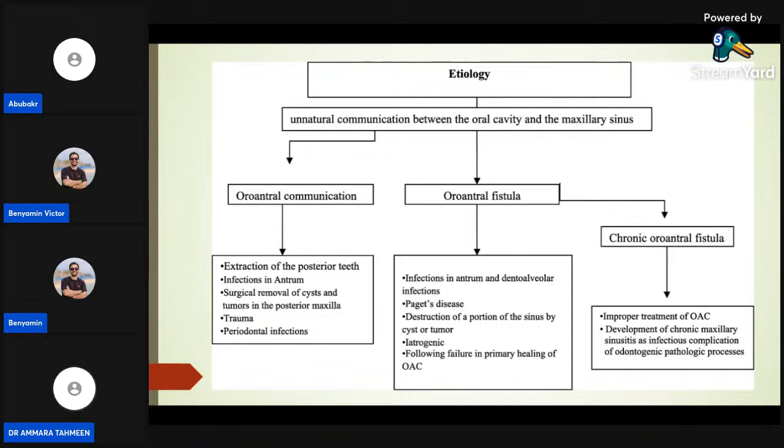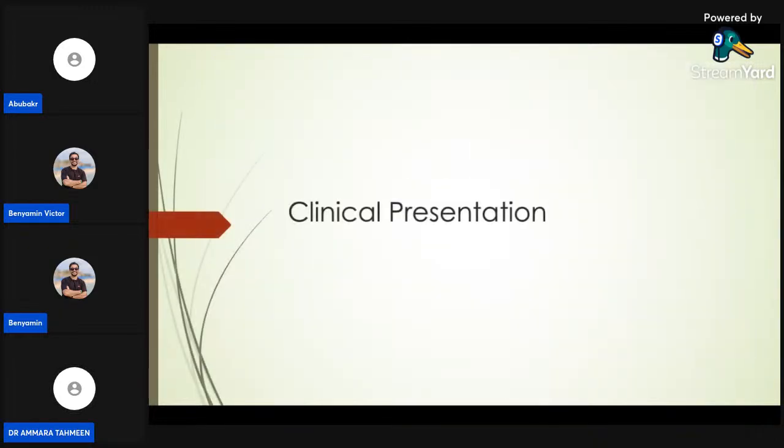Along with the chronic oroantral fistula, one of the pathognomonic signs is that it develops chronic maxillary sinusitis, and it leads to other complications such as other odontogenic infections related to the maxillary sinus. So what is the clinical presentation when there is an oroantral communication?